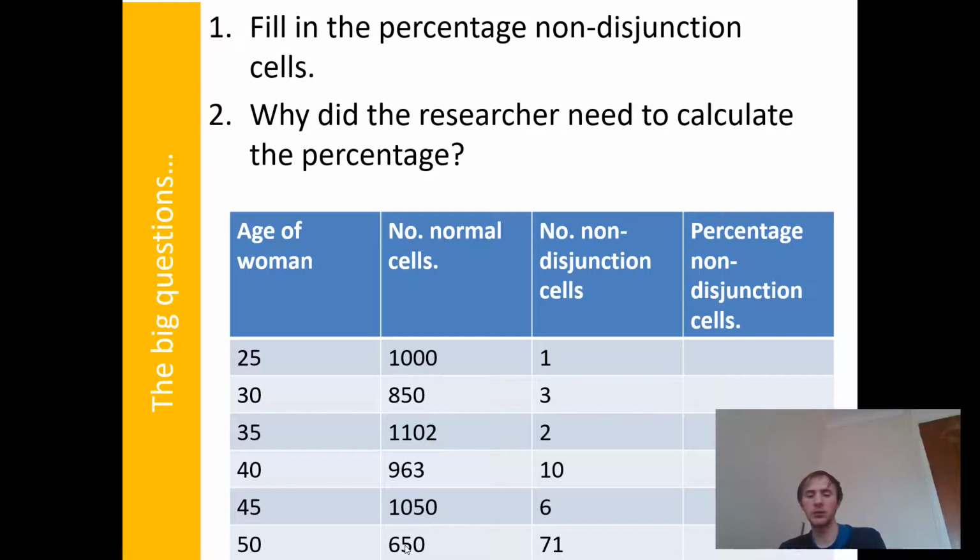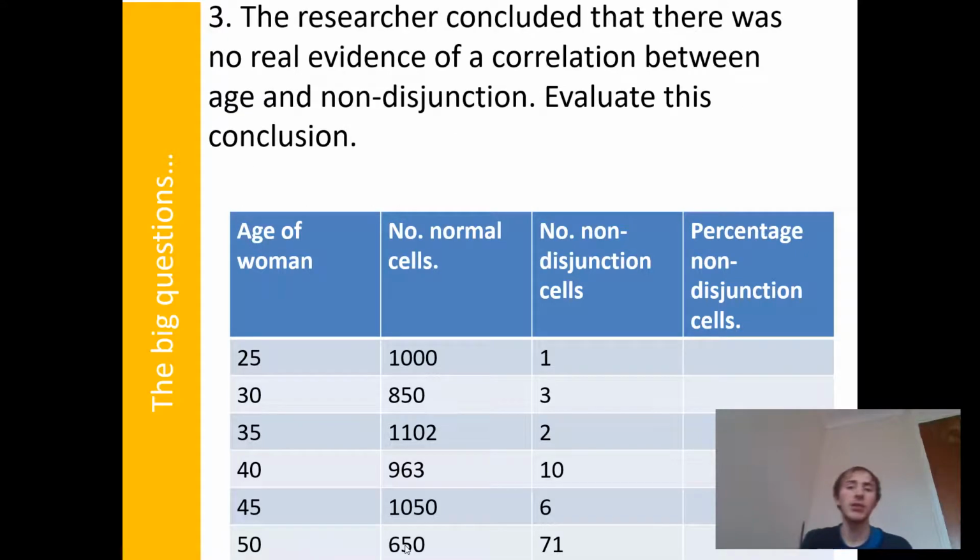Fine. So, for the next question, we need to understand this experiment. This guy has got egg cells from women at different ages, and he has counted how many of those eggs from a lot of different women are containing the wrong number of chromosomes, i.e. they have non-disjunction, and how many are normal. And then, of course, the reason for doing this is to work out, does the chance increase as you get up in age or go down in age? And so, the researcher concluded that there was no real evidence of a correlation between age and non-disjunction. Evaluate this conclusion.